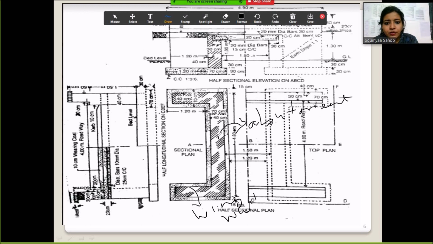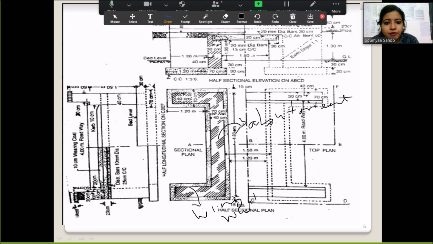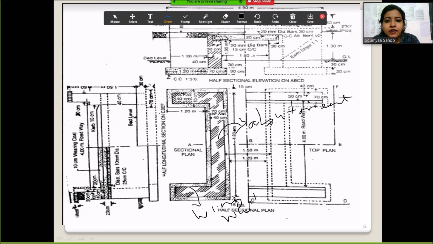Okay, so thus you can see two number of abutments. Here it is number 1 abutment, it is number 2 abutment, and 4 numbers of wing wall. 1, 2, 3 and 4 numbers of wing walls. Generally the abutments are constructed with brick masonry or stone masonry, and above this abutment you will have the slab.